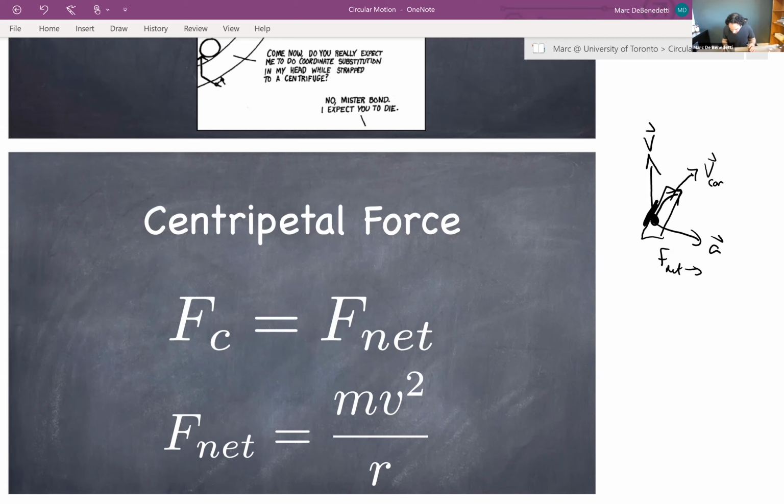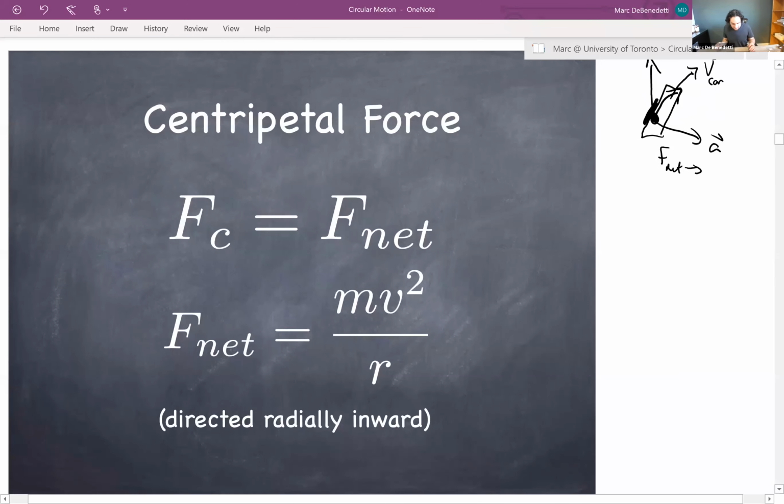But anyway, now that we're clear on that, most textbooks will describe the centripetal force. They will use the notation FC, and they will say, oh, FC is a centripetal force. I hate that, and here's why. There's no such thing as a centripetal force per se. And here's what I mean by that.